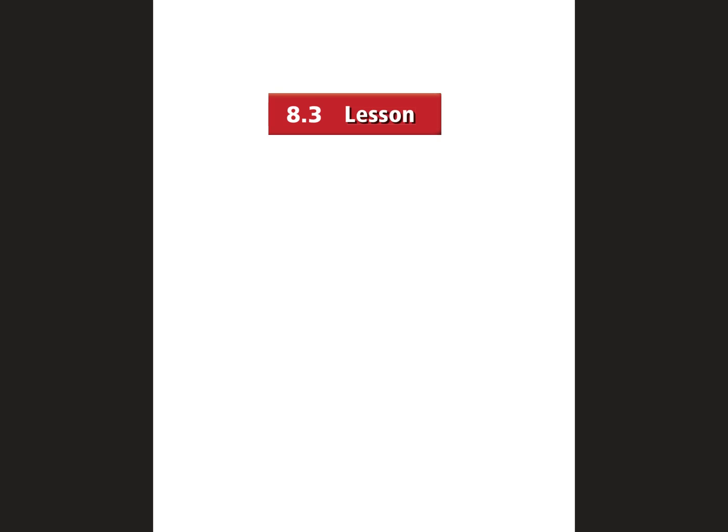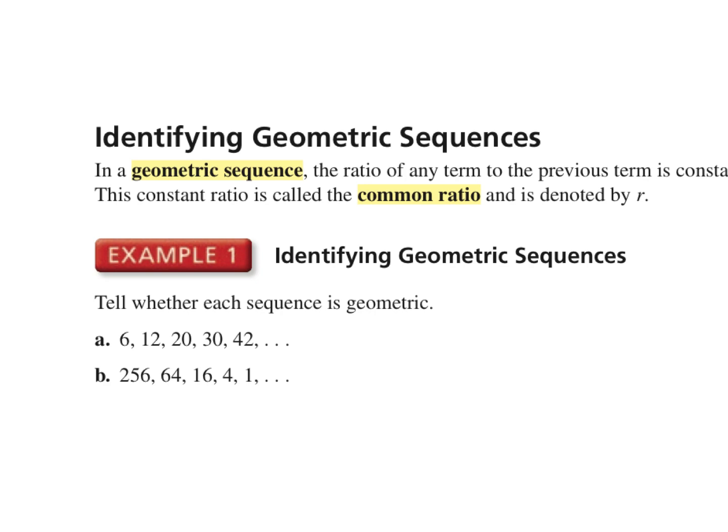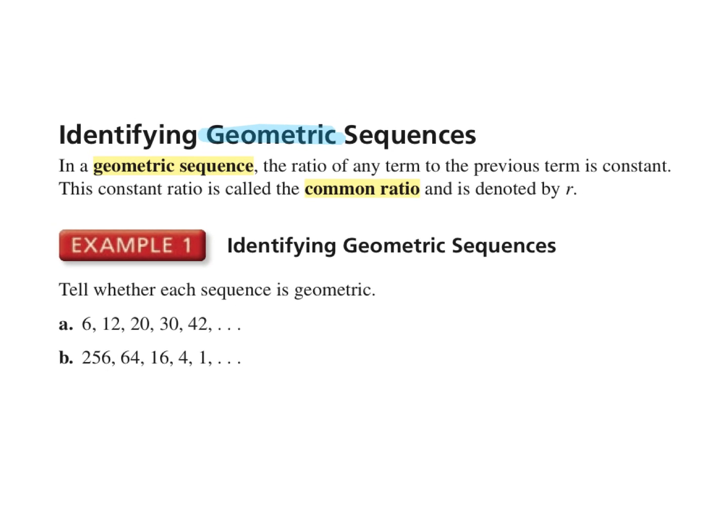So 8.3. 8.3, we're going to talk about a different type of sequence. It's called geometric sequence. So in a geometric sequence, the ratio of any term to the previous term is constant. This constant ratio is called the common ratio, and it's denoted by r.